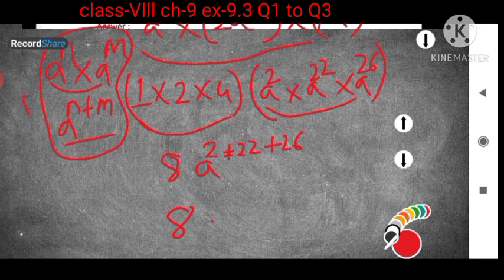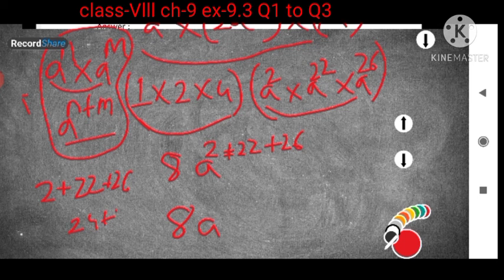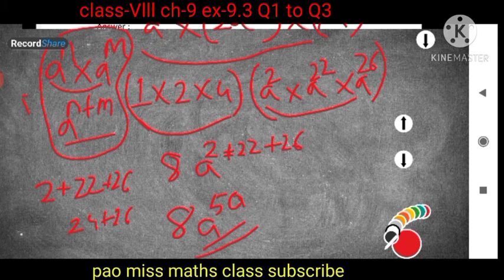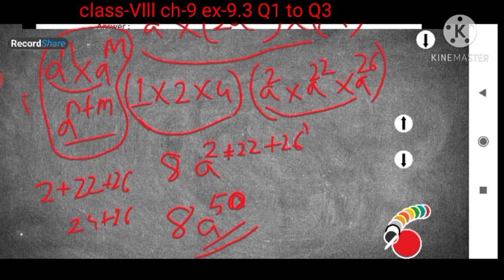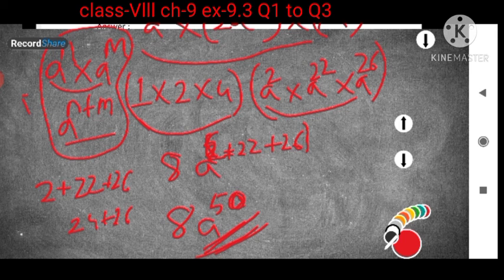So what we will get: 8a to the power. Now 2 plus 22 plus 26, how much will you get? You will get 24 plus 26, that means 50. That means a to the power 50. So 8 multiplied by a to the power 50. Understood? So all these exponents will be added. So 2 plus 22 plus 26 is equal to 8a to the power 50. So 8a to the power 50 is the answer to the first question.